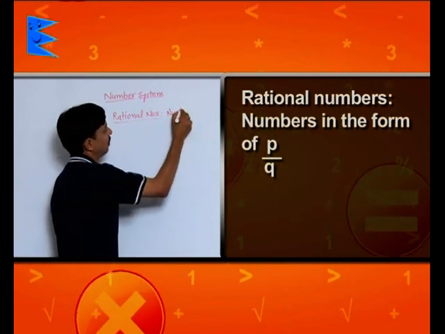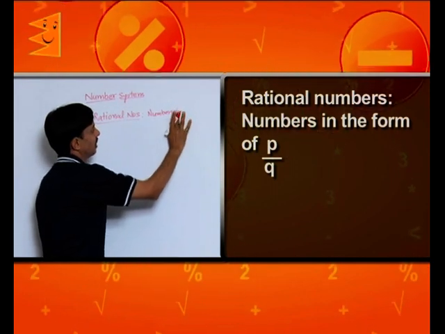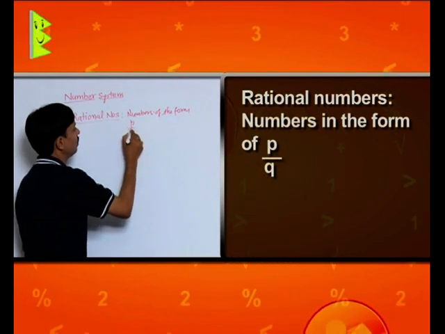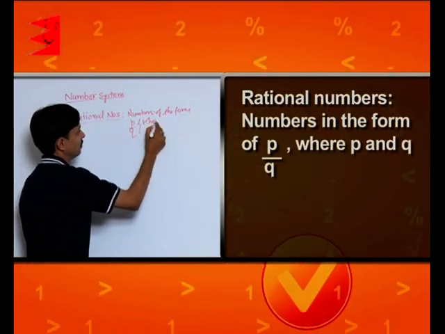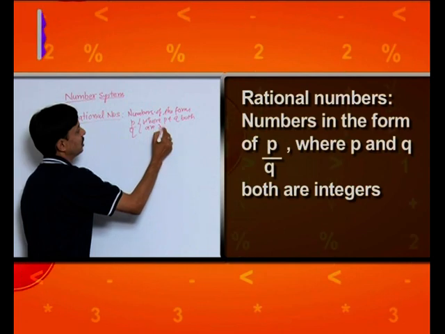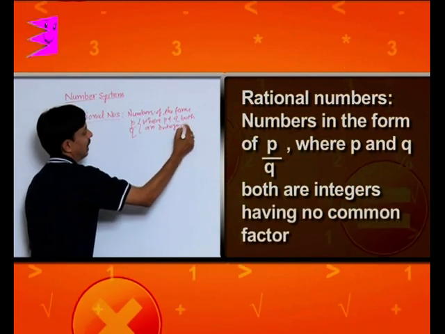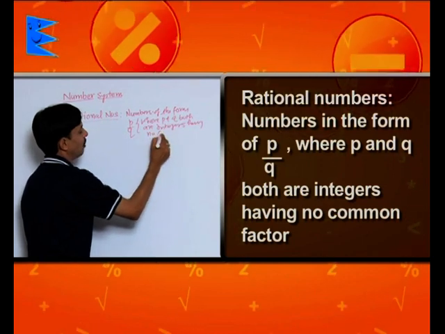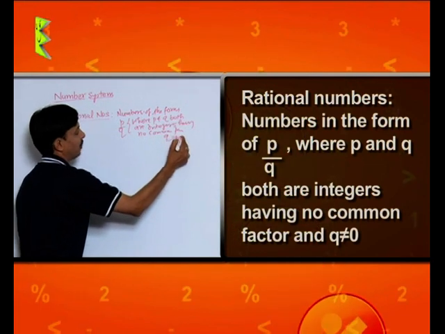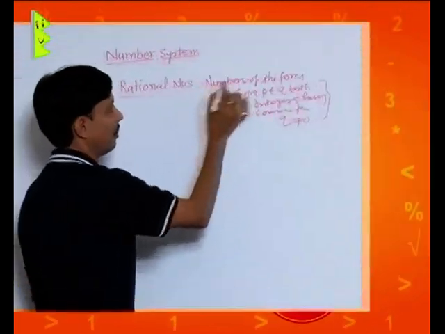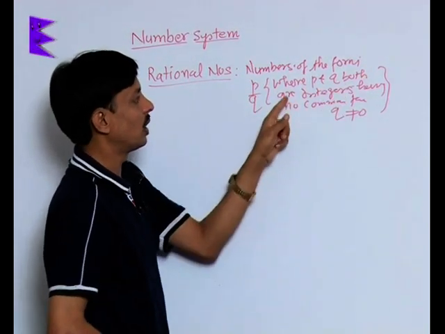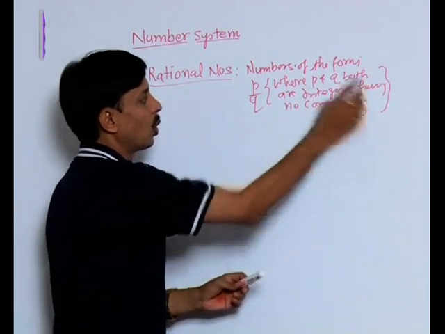Numbers in the form of P by Q, where P and Q both are integers having no common factor, and with one mandatory property, Q is not equal to 0. Numbers of the form P by Q, where P and Q both are integers having no common factor.